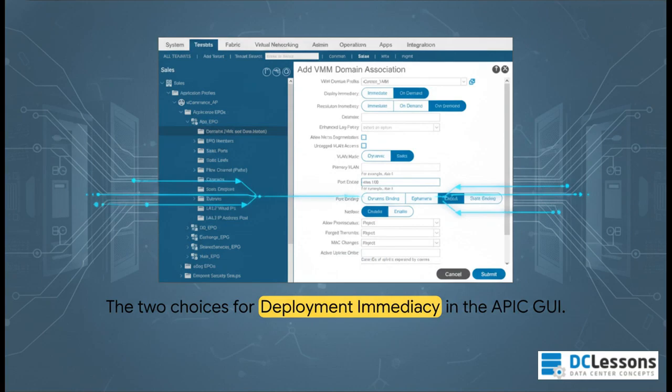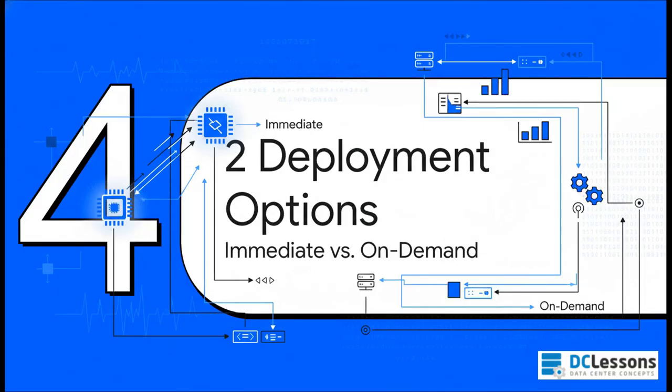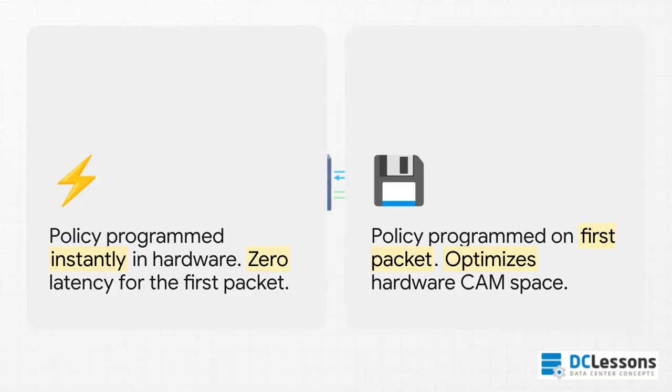Let's see how they stack up. So let's break down these two hardware options. The choice you make here really comes down to a direct trade-off between first packet latency on one side and optimizing your hardware resources on the other. The difference here is actually pretty simple. With immediate, the policy gets slammed into the hardware the moment it arrives at the switch. This guarantees zero latency for that very first packet of a new flow. With on-demand, the policy just kind of chills in software, and it only gets programmed into the hardware when the switch sees the first actual data packet that needs it. This, as you can imagine, is the absolute best way to optimize that precious hardware CAM space.